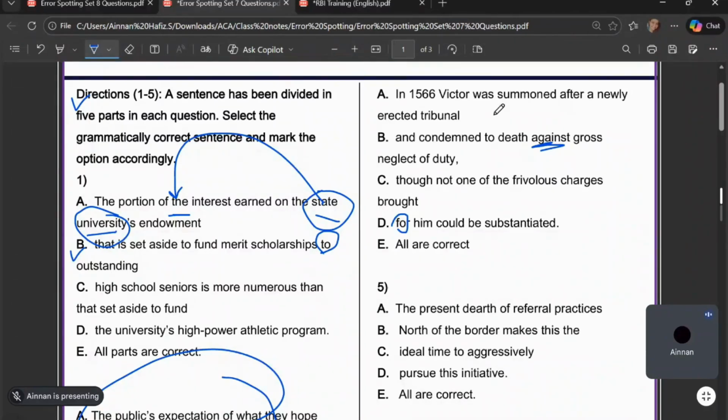I repeat, here the error is in statement D. It is not "for him." I'll tell you why. Here they're talking about this guy, Victor, who was summoned against a few charges. When I say charges, charges are implied on someone. If I have made a mistake, the government implies a charge on me or to me. It is never against me. So the error is here. Instead of "for," it is "on him" or "to him." Why "to"? Because we're using pronouns. Him is a pronoun. Did you all get it?